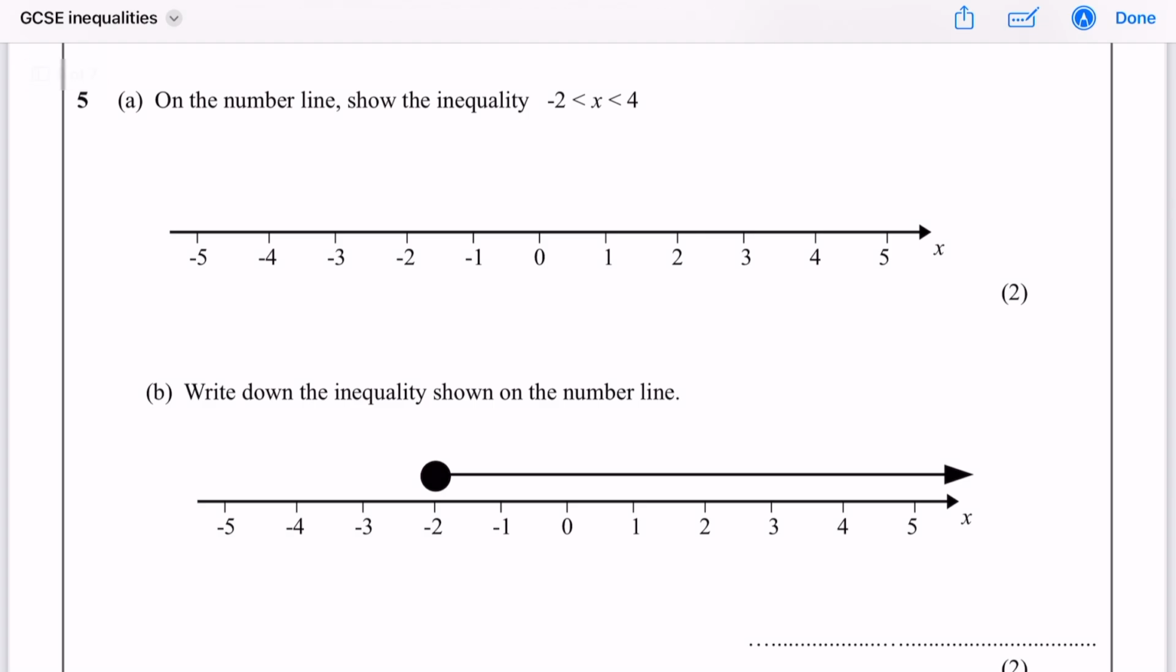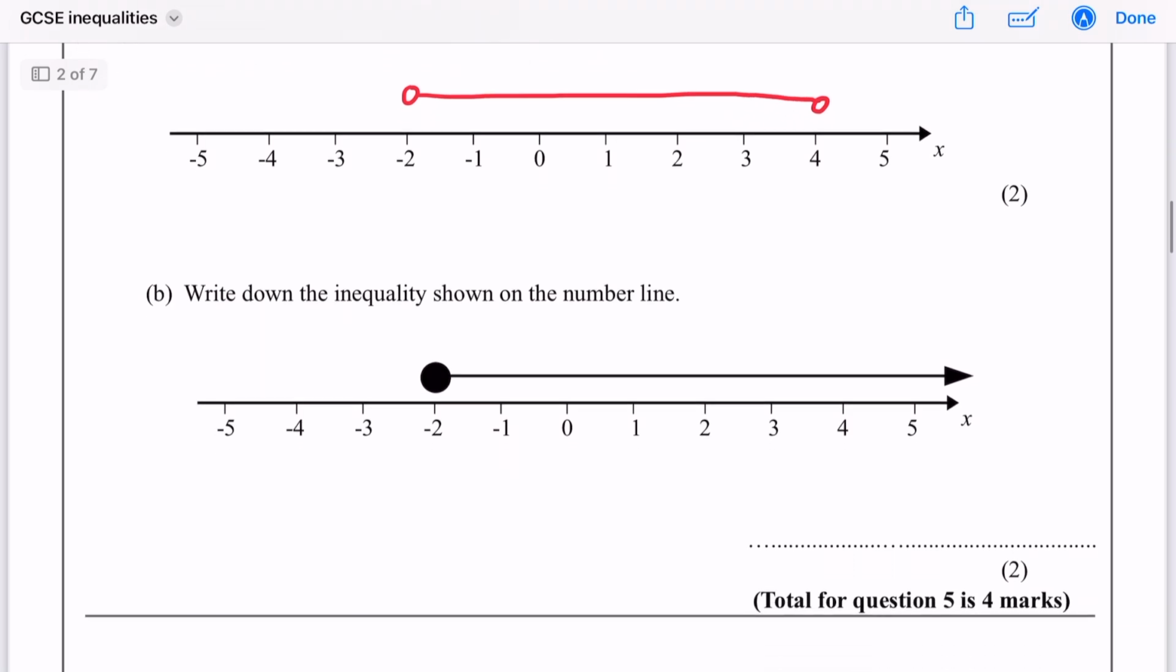It says, on the number line, show the inequality x is greater than minus 2, less than 4. Well, here is minus 2, hollow circle, because it's greater than, there's no equal sign. Less than 4, hollow circle again, for the same reason, there's no equal sign. Link them together. And that's that for this question.